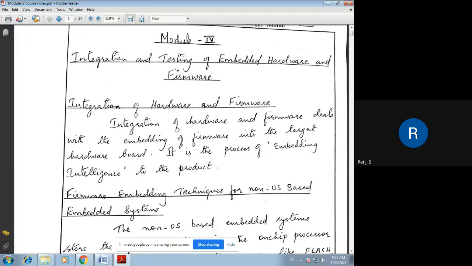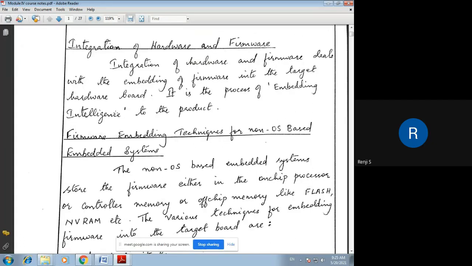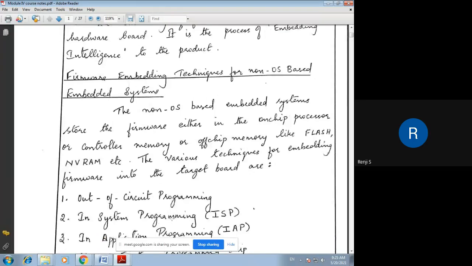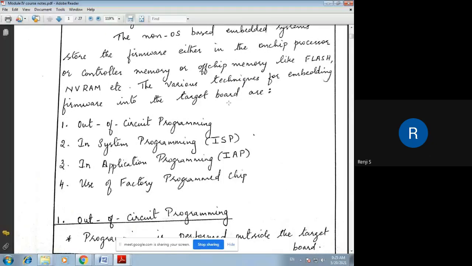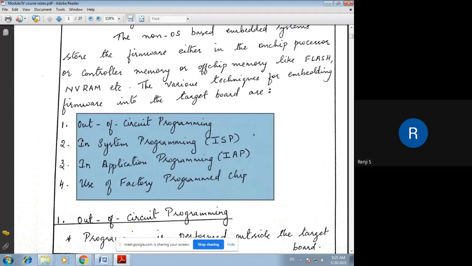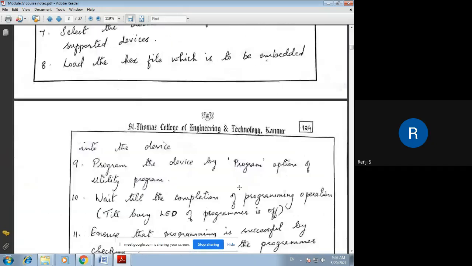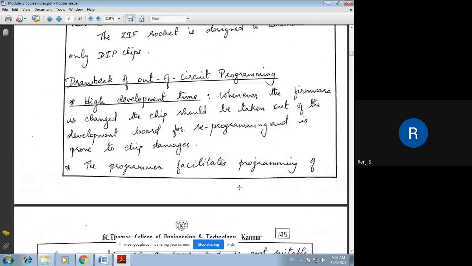So in this module, just an overview, we were discussing the integration and testing of embedded hardware and firmware, and we had embedded firmware debugging, firmware embedding techniques for OS-based and non-OS-based embedded systems. For non-OS-based embedded systems, we have studied four techniques: out of circuit programming, in system programming, in application programming, and use of factory programmed chips. And after that we discussed the drawbacks.